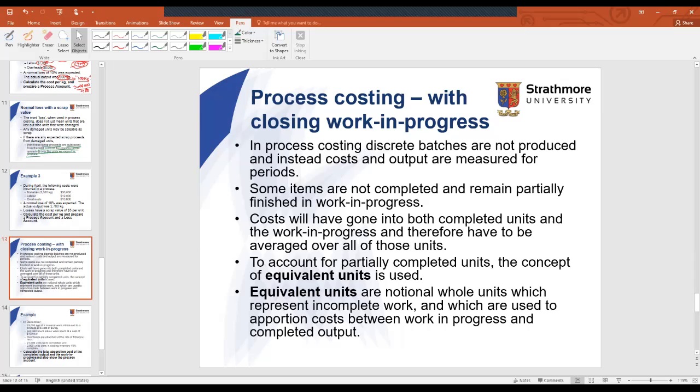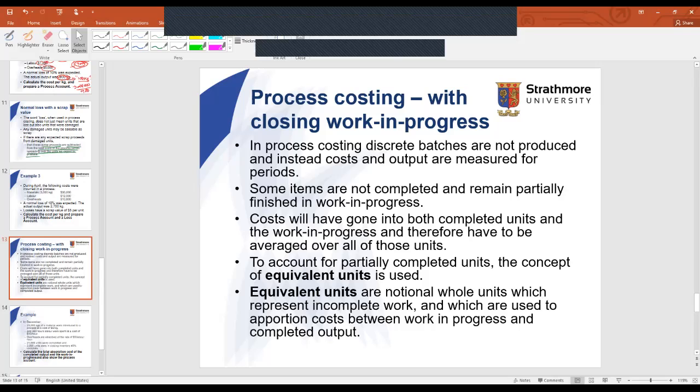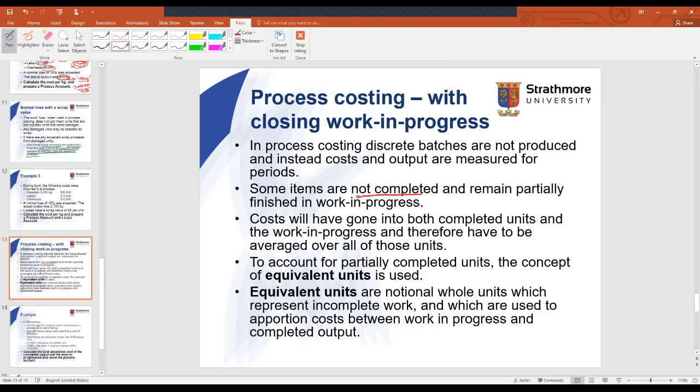What is referred to as work in progress. They are work in progress, they are not yet complete, they are therefore incomplete units. So there could be cases where by the process you'll be having those items that are not complete, and they remain partially finished in work in progress. Therefore, those are incomplete units.